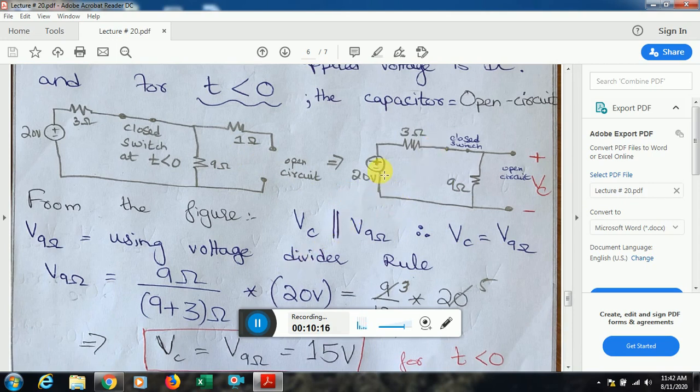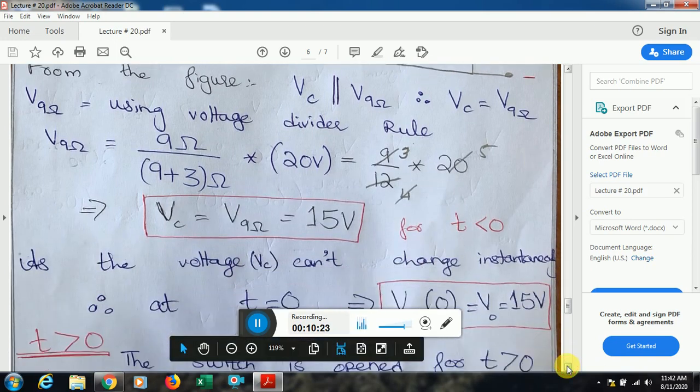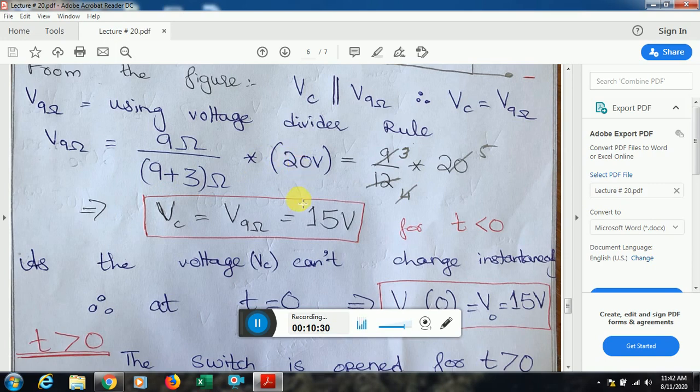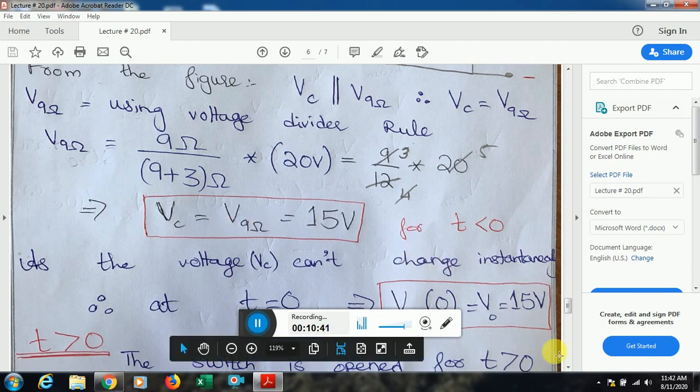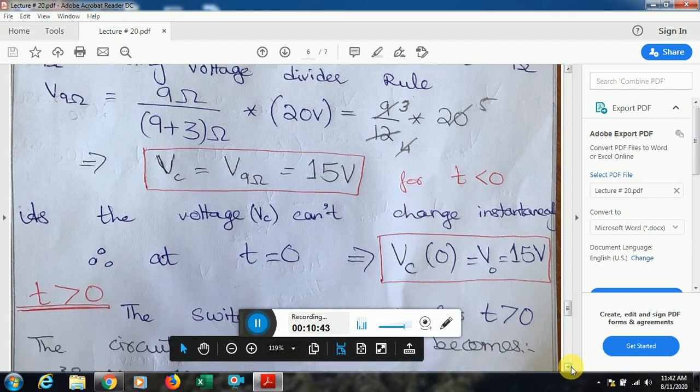This is the 20 volt which is being divided among this 3 ohm resistor and this 9 ohm resistor. By simply using the voltage divider rule, inserting the value 9 divided by 9 plus 3, the sum of the two resistors, into the applied voltage, we get to know that the 9 ohm resistor gets a voltage of 15 volt, which is in parallel to the capacitor. So the capacitor should also get the same value, which is 15 volt for time less than 0, and at time t equal to 0, the capacitor gets charged up to a value of 15 volt.